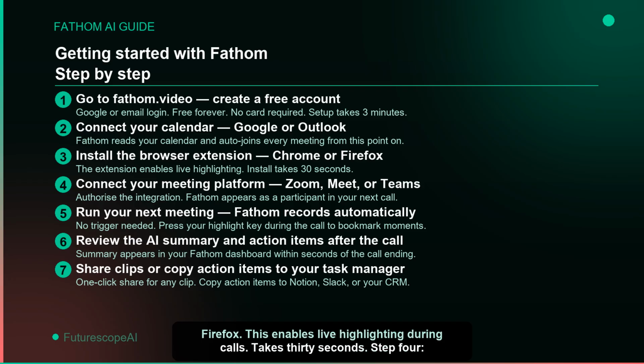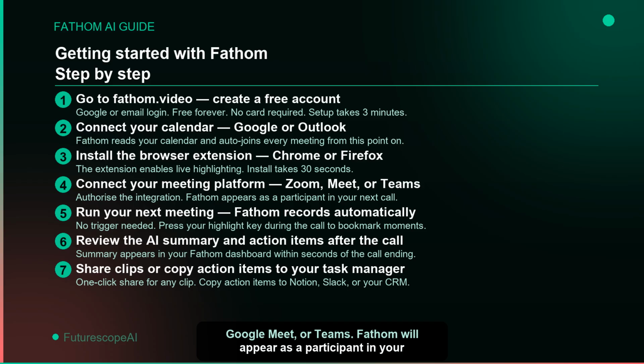Takes 30 seconds. Step 4. Connect your meeting platform. Authorize Zoom, Google Meet, or Teams. Fathom will appear as a participant in your next scheduled call. Step 5. Run your next meeting as normal. No trigger needed. Press your highlight key during the call to bookmark key moments. Step 6. Review your AI summary and action items. They appear in your Fathom dashboard within seconds of the call ending. Step 7. Share clips with one click or copy action items directly into Notion, Slack, or your CRM.